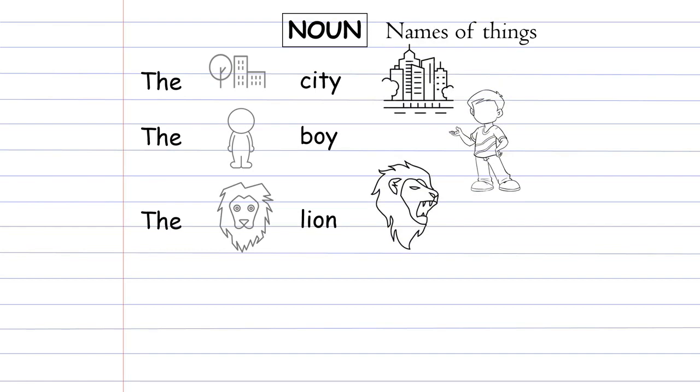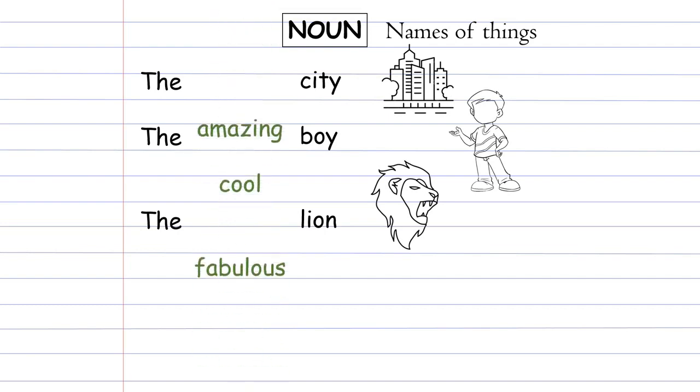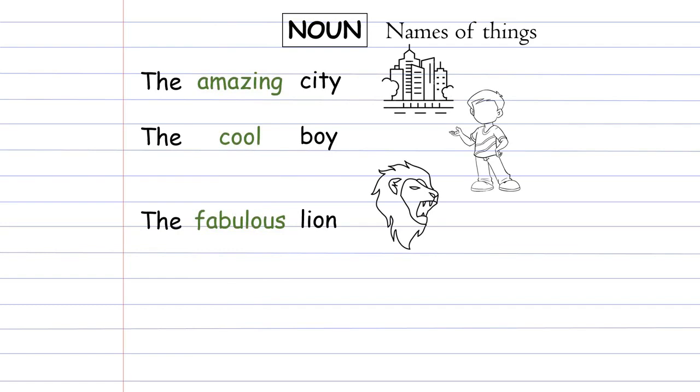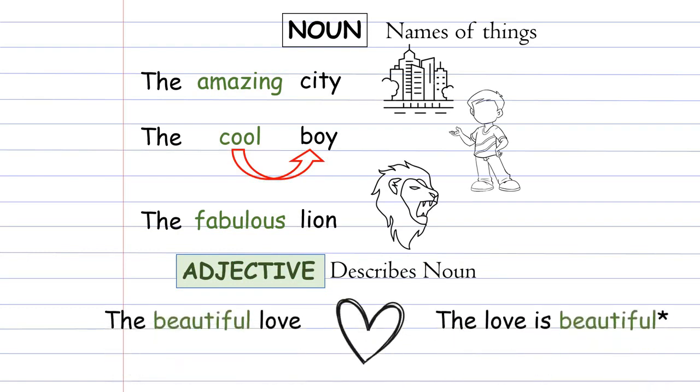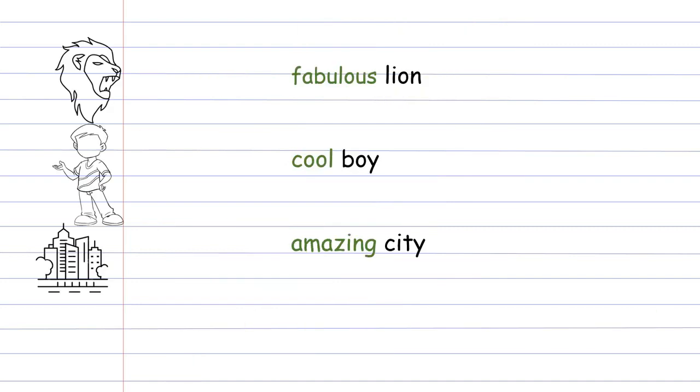Now the name is not enough to express our idea. So we add a new word. And we have amazing city, cool boy, fabulous lion. And this is the second element of the speech, the adjective, a word that modifies the noun by describing it. For example, the beautiful love. Love is the noun, beautiful is the adjective. We have our fabulous lion, cool boy, and amazing city.